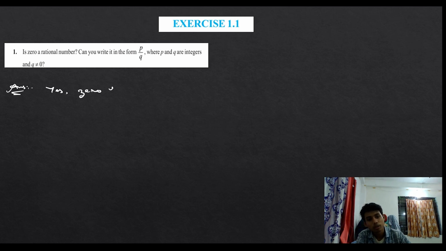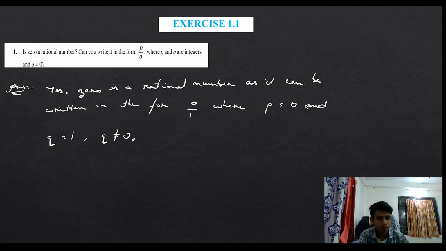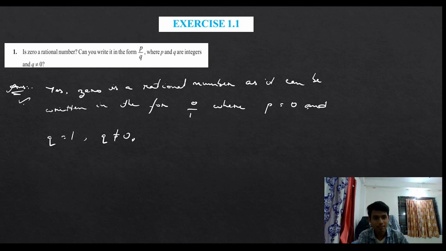0 is a rational number, as it can be written in the form 0 by 1, where p is equal to 0 and q is equal to 1, which is not equal to 0. Here I have written the answer in typed notes since my handwriting is really very bad.